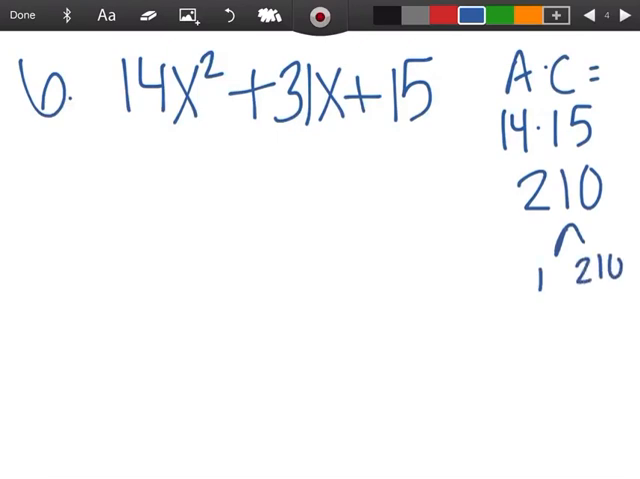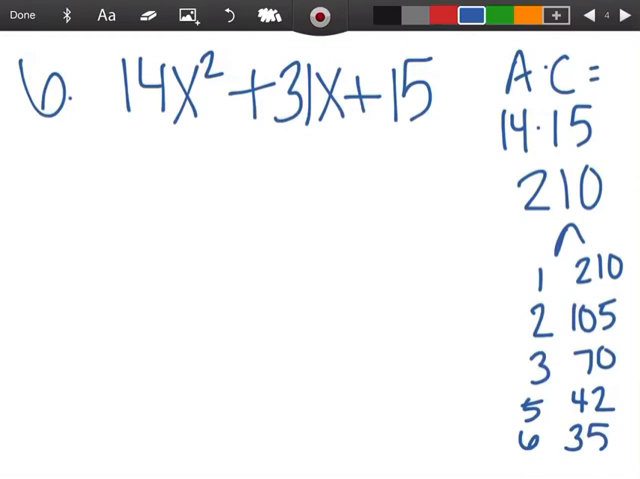Well, let's think about some things. It's not 1 and 210. It's not 2 and 105. Is 210 divisible by 3? 70, so no, but I'm getting closer. 210 divided by 4 is not a whole number. 210 divided by 5 is 42, so that doesn't add up to be 31, but I'm getting closer. 210 divided by 6 is 35. So 6 and 35, no, but I'm getting closer.